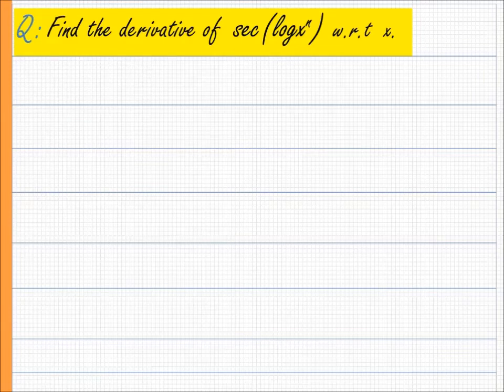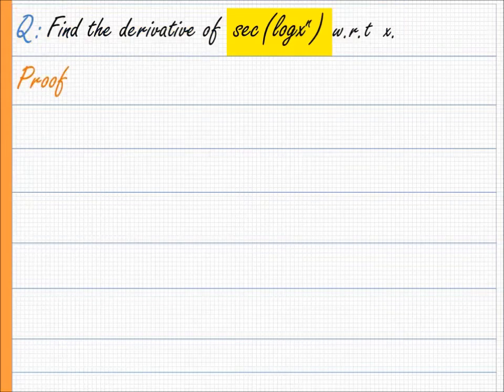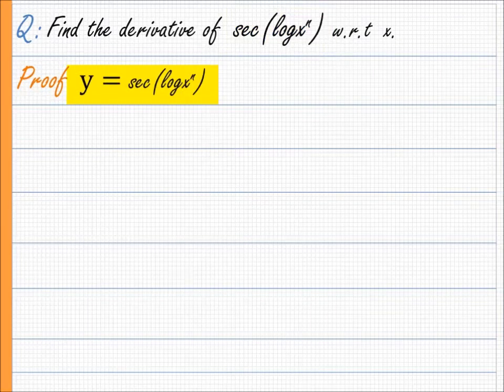So let's solve one more question, and the question is, find the derivative of secant of log of x raised to the power n with respect to x. And just like we have been doing in other questions, first of all, in our first step, let y be equal to secant of log of x raised to power n. And now let's first of all break it down into three functions.